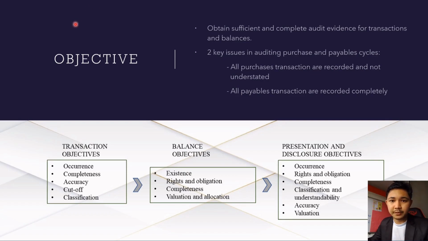Next one is objective. In this auditing of purchase cycle, there are two things that we need to achieve. The first one is to obtain sufficient and complete audit evidence for transactions and balances. And the second one is we need to know two key issues in auditing the purchase and payable cycle. The first key issue is that all purchase transactions are recorded and not understated. And the second one is that all payable transactions are recorded completely. The figure below shows the movement from the transaction objective to the balance objective and lastly to the presentation and disclosure objective. All of these objectives are the things that we need to achieve from each phase of this auditing of purchase cycle.